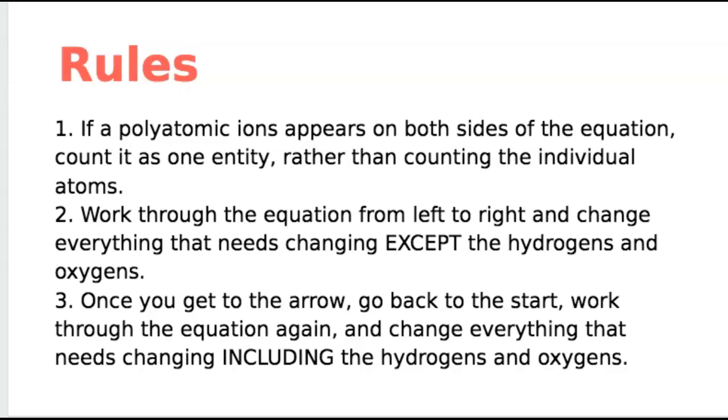So when you first look at your equation, have a look and see whether you have any polyatomic ions in there that appear on both sides of the equation. So for example, do you have a nitrate on the left and on the right as well? Now, if you do, you need to count it as one entity rather than counting the individual atoms. So you won't be counting how many nitrogens and oxygens you've got, for example. You'll just be counting how many nitrates you've got. Okay? And this will save you an awful lot of time because you'll have a lot less to count. And it will also save you a lot of confusion too.